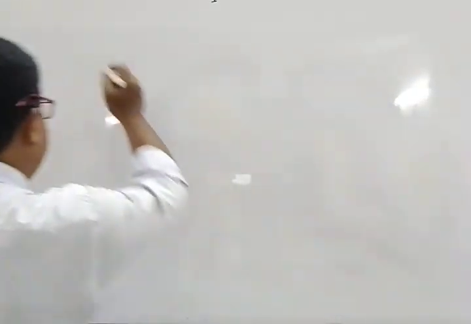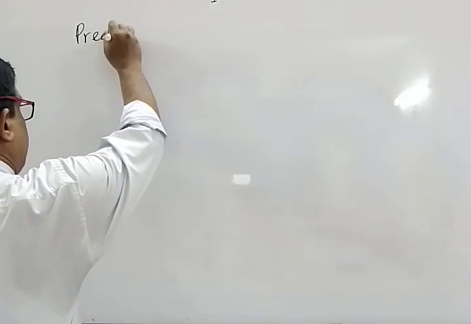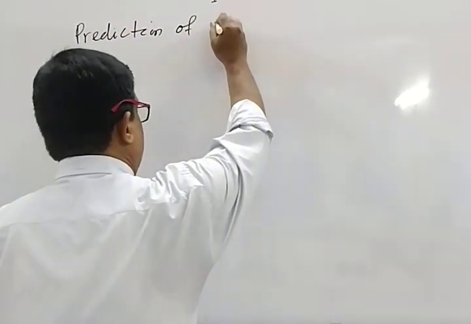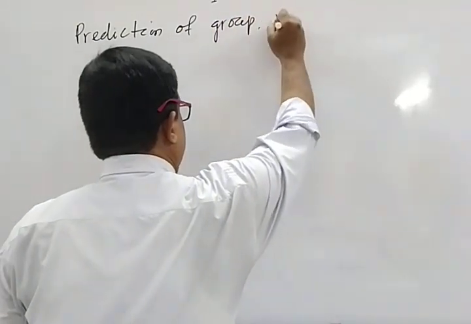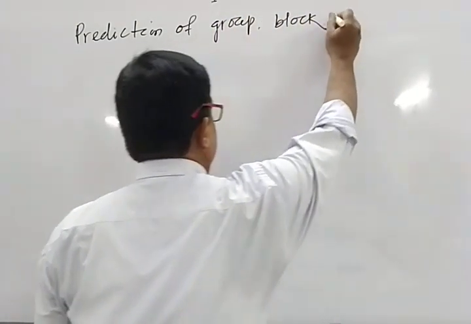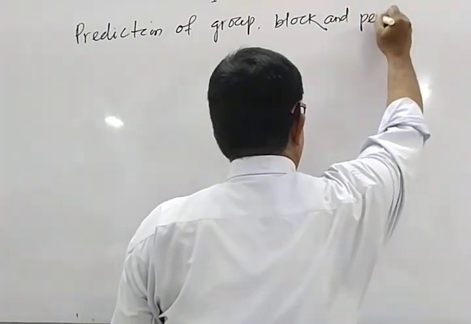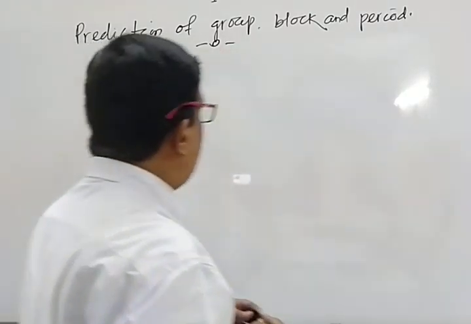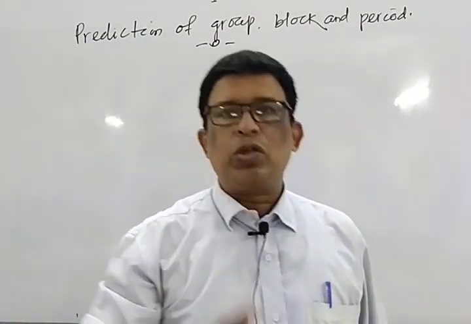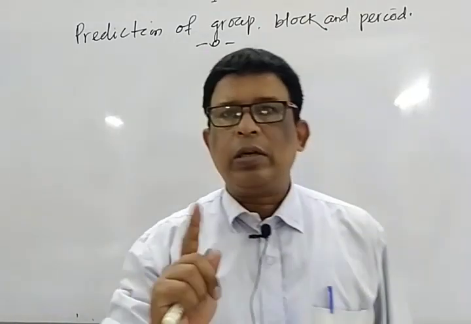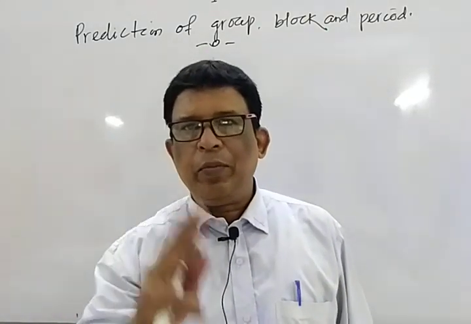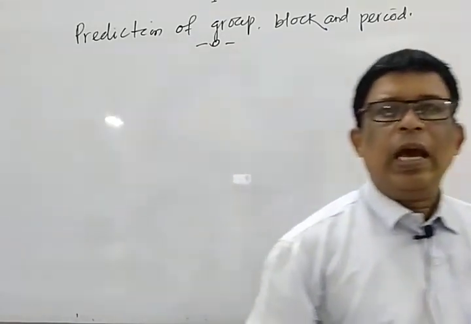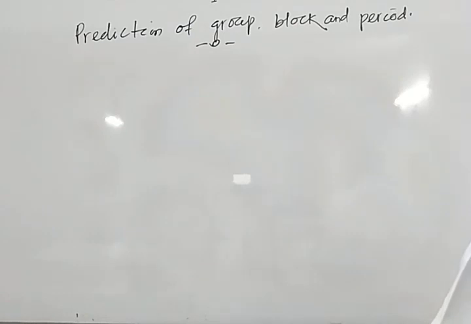Mark that. Next we discuss prediction of group, block and period. Mark that, very very important. How will you predict which group, which block and which period an element belongs to? The 3 important things are group, block, and also the 3rd one, period.